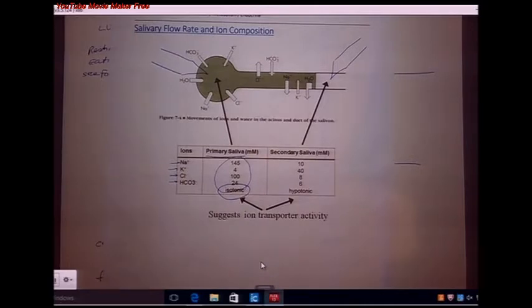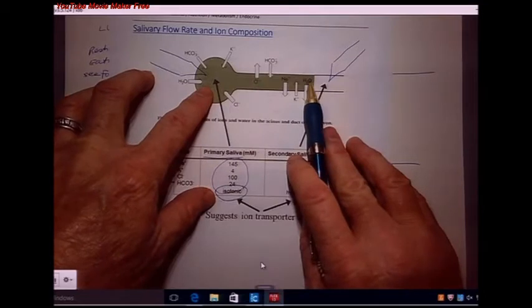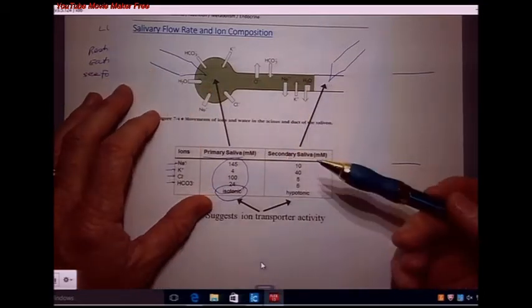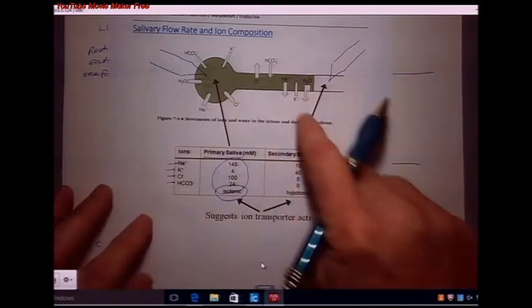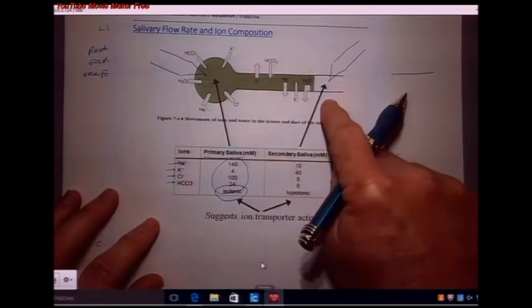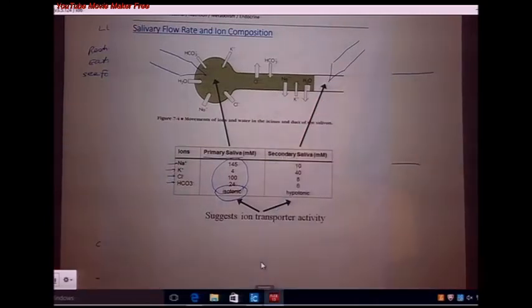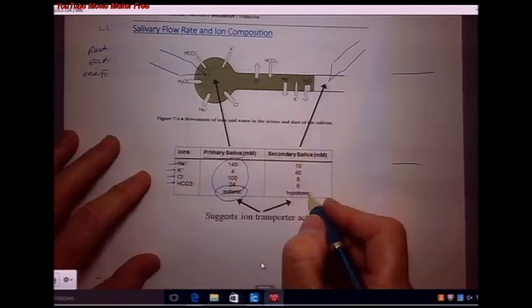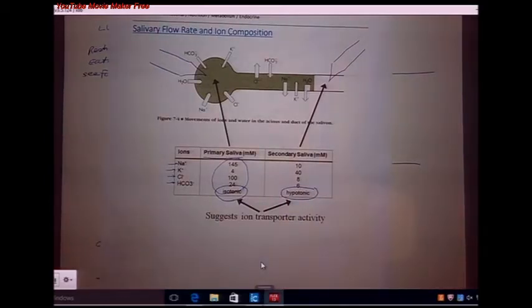Now, as the salivary secretions start moving down these ducts, the concentration of ions changes. So that indicates that there must be some sort of transporter activity going on by these ductal cells. What generally is happening is we're withdrawing the ions. So we're removing ions from the secondary fluid, and therefore we are going to be ion deficient, water heavy, so it becomes hypotonic.